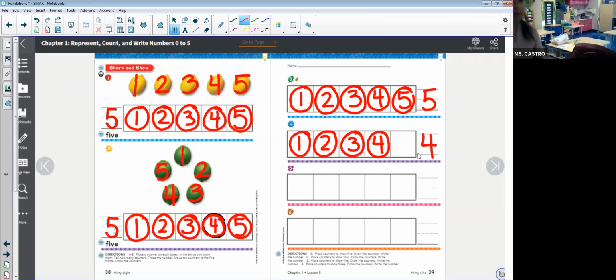I did not fill in the 5 frame, boys and girls, because it did not ask for 5. It asked for the number 4. So that's why it's really important, boys and girls, that an adult helps you read the instructions at the bottom of the page, so that way you know what to do for your work.